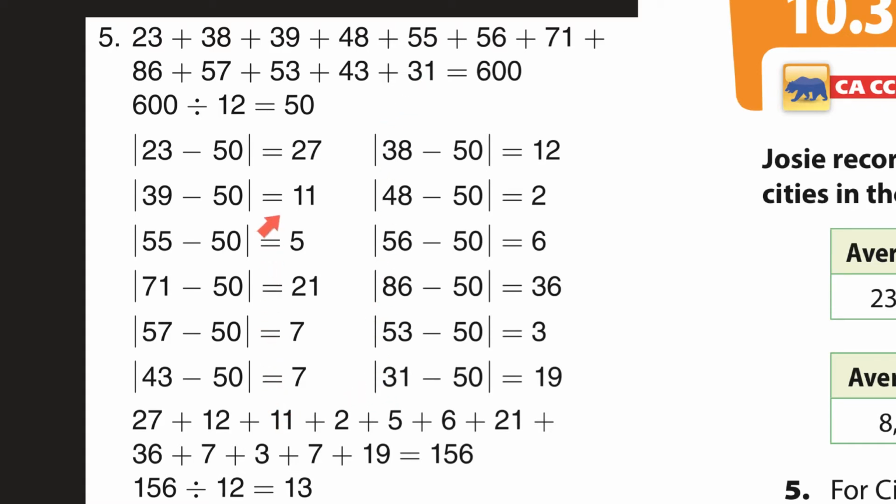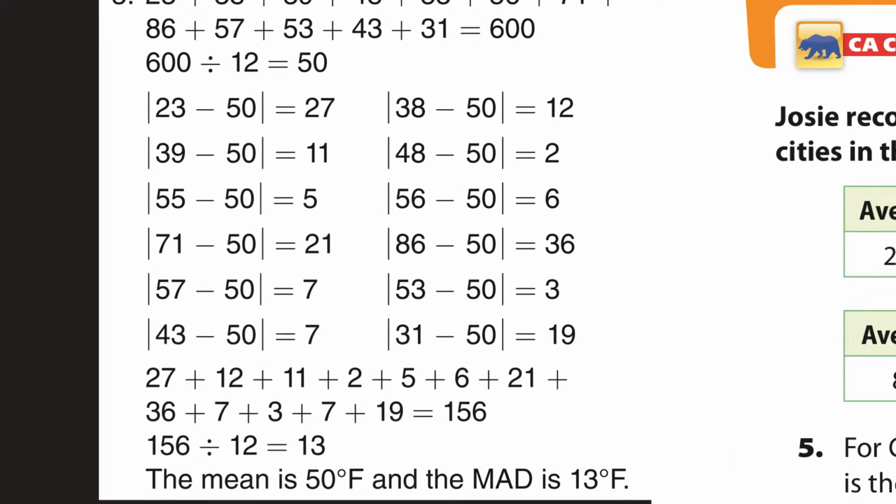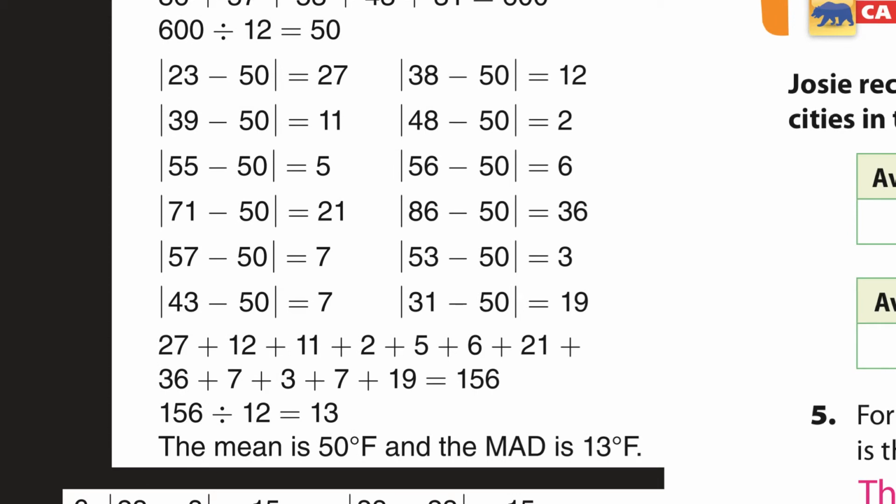Now we take all of these differences, and we take the average again. Here's 27, take all those data points and add them all up. That sum is 156, and we take the 156 divided by 12 because there are 12 data points, 12 numbers all through here. And that is 13. So that's how we get it. The mean is 50, and the MAD is 13. There was 50, the original average, and the mean absolute deviation is 13.